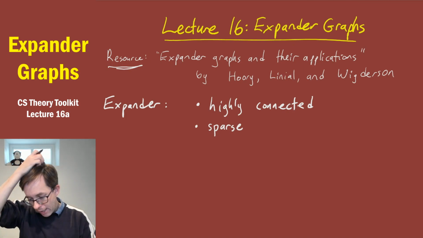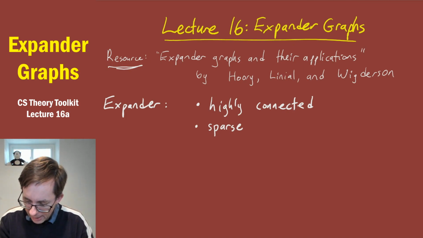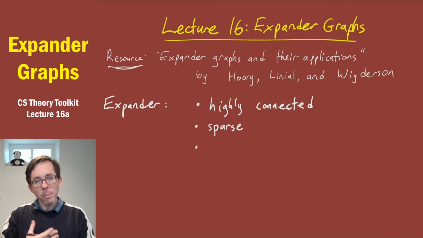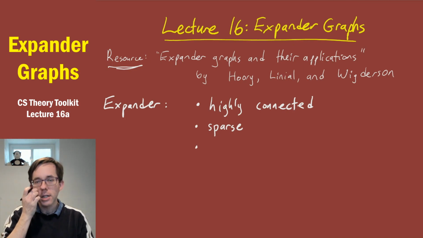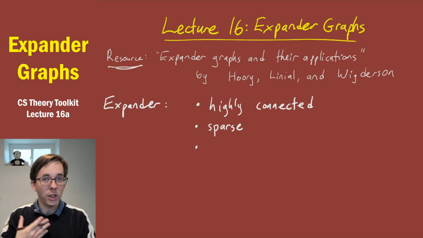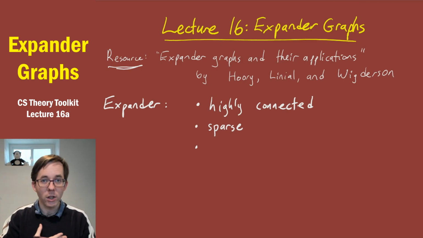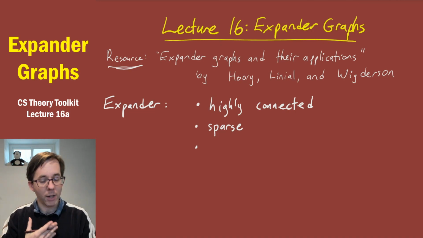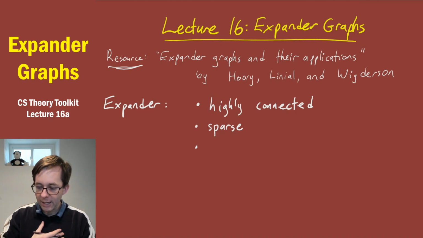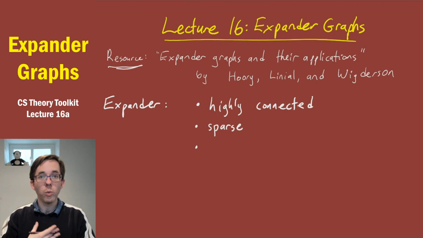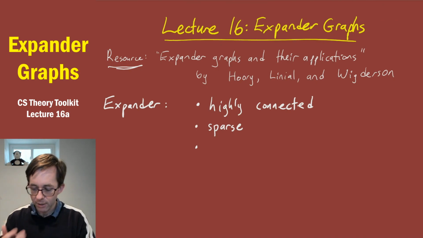Okay, so these are two key properties of expanders, but there's one more property. Typically, when people talk about expanders, they want to use them in applications, and we'll talk about applications today to error correcting codes and derandomization. And almost always in these applications, what you really want is an explicit graph.